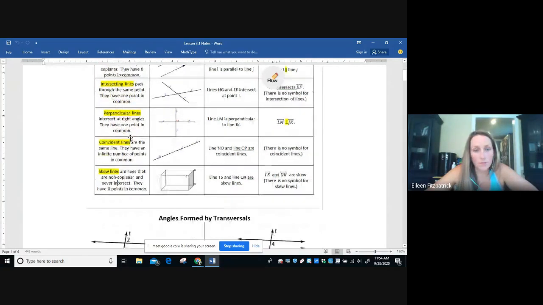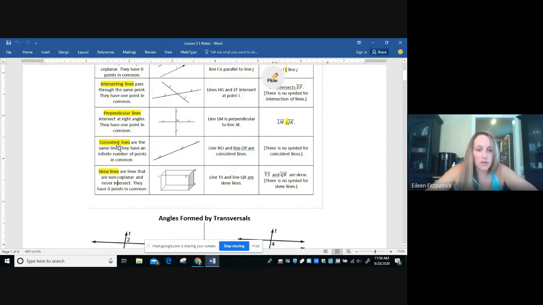All right, perpendicular. Perpendicular lines intersect, so they are considered intersecting lines, but they intersect in a very particular way where they form a right angle. Okay, so two lines that intersect and form a right angle are perpendicular lines. And you can write it, line LM is perpendicular to line JK, or using the notation, an upside down T is the symbol for perpendicular. So line LM is perpendicular to line JK.